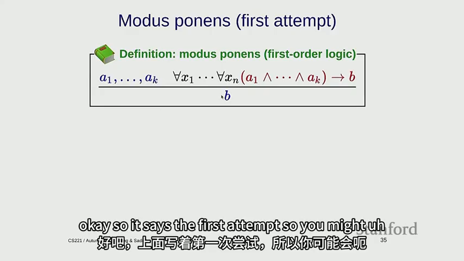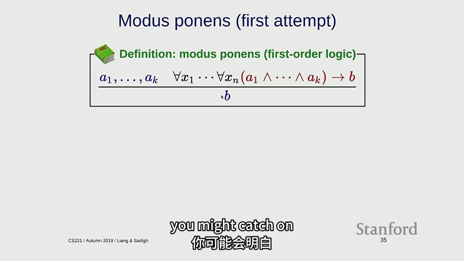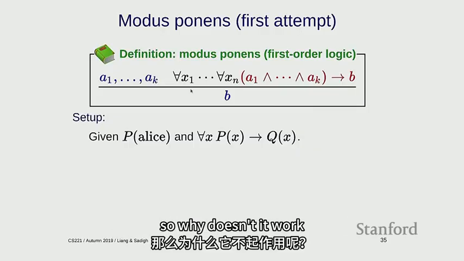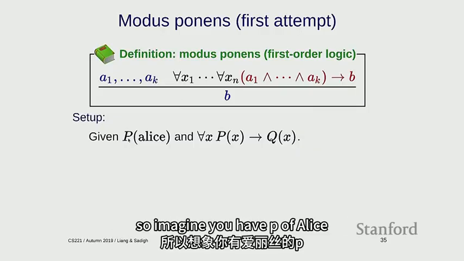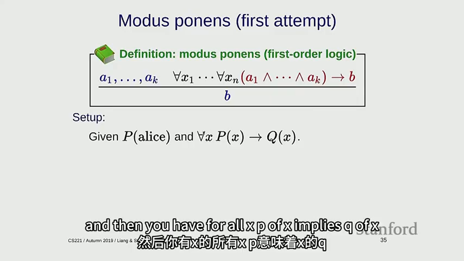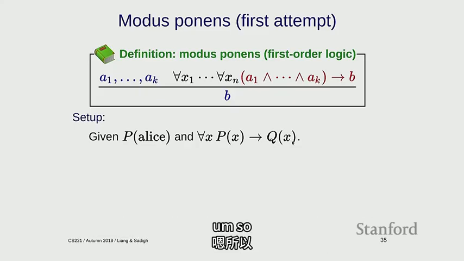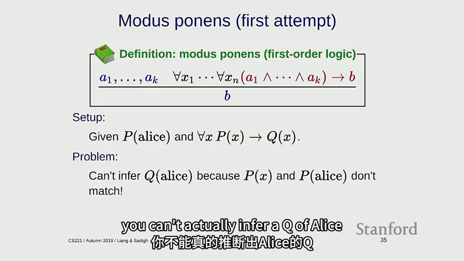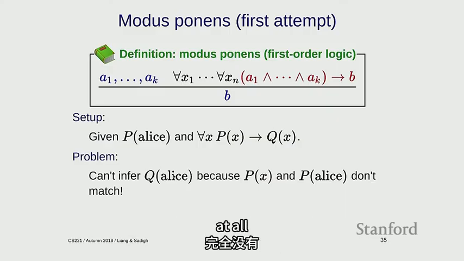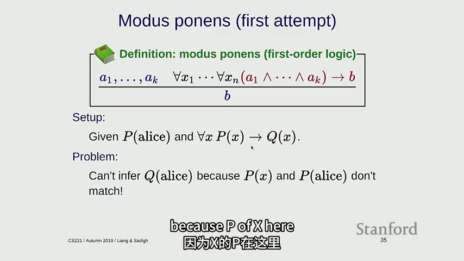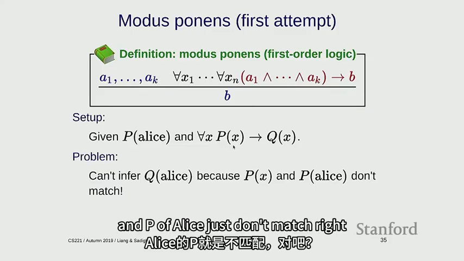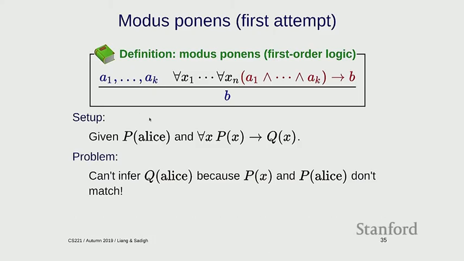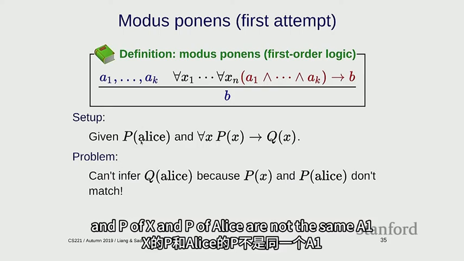Okay, so that's the first attempt, but you might catch on the fact that this actually won't work. So why doesn't it work? Imagine you have P of Alice, and then you have for all x, P of x implies Q of x. The problem is that you can't actually infer Q of Alice at all, because P of x here and P of Alice just don't match, right? This is supposed to be A1, this is supposed to be A1, and P of x and P of Alice are not the same A1.